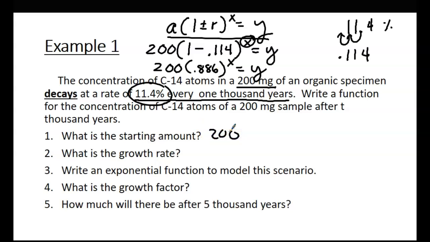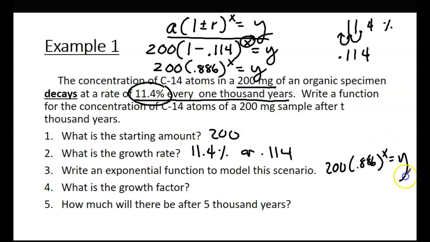You could write it as a percent, or this. I would do both just for now while you're learning it. Write an exponential function to model this. I just did that up here. So here's my exponential function. It's y equals 200 times 0.886 to the x. Now what's the growth factor here? Yep. The growth factor is this number, the number that you get after you add or subtract the 1. That's your growth factor.